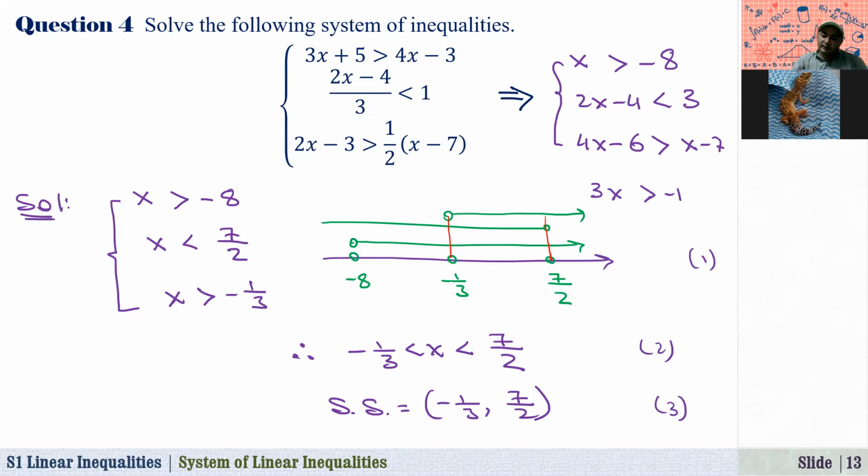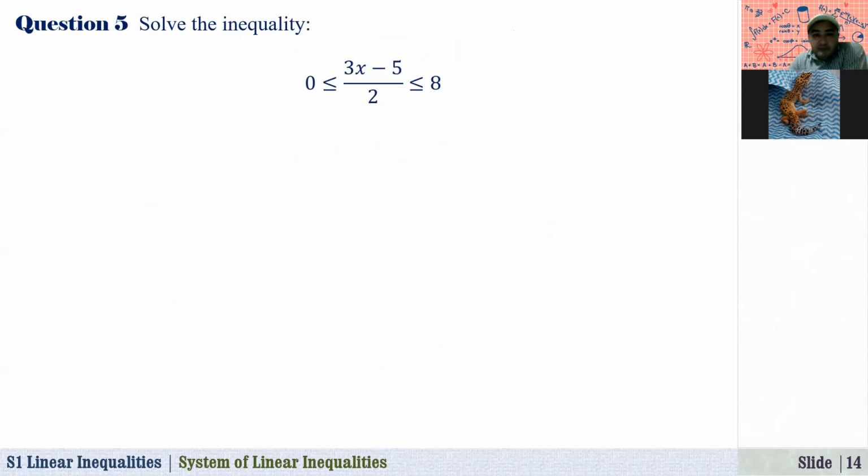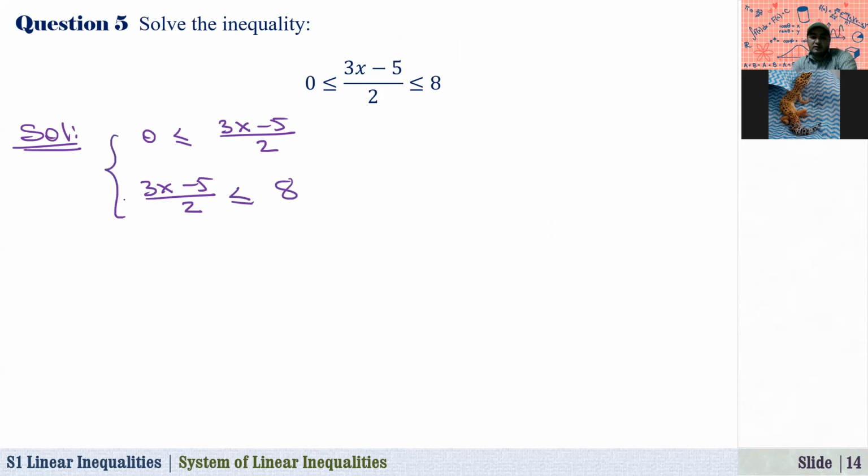All right. Next question. Solve the inequalities. So here, again, as you see, we have two inequality signs, right? So I'm just going to transform this into a set of inequalities. Actually, it's equivalent to this: 0 is less than (3x minus 5) over 2, and (3x minus 5) over 2 is less than or equal to 8. So we are talking about this inequality.